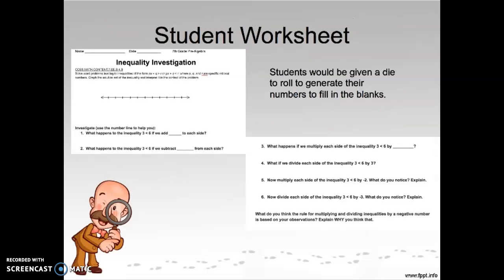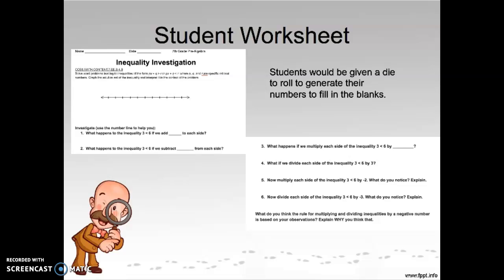This is an investigation worksheet that I made to go along with this activity. I did this activity in my class last year and it worked really well at helping to guide the students into understanding, more so than me just saying, when you divide or multiply by a negative number, you need to flip the sign. They understood better why that needs to happen. So this worksheet walks them through.